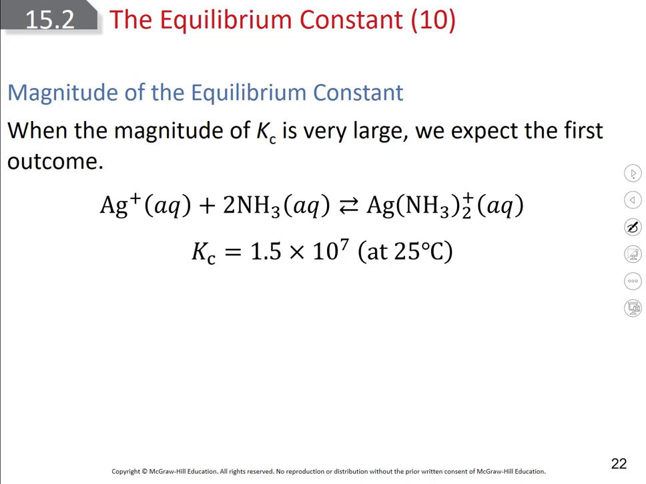So for example, here we have silver ions in solution reacting with aqueous ammonia to make aqueous silver ammonia. Here the Kc is 1.5 times 10 to the 7. That's a very big Kc. So that means at equilibrium you are mostly on the product side of that reaction. Very little unreacted reactants left over.